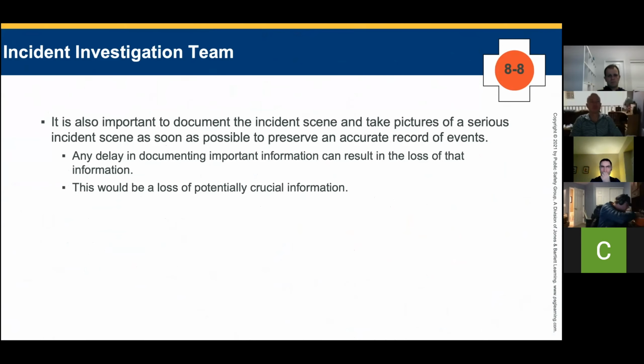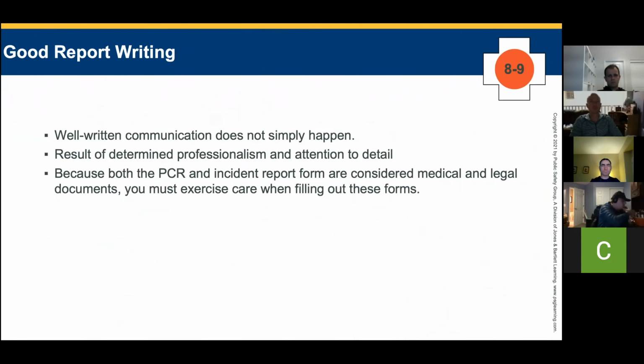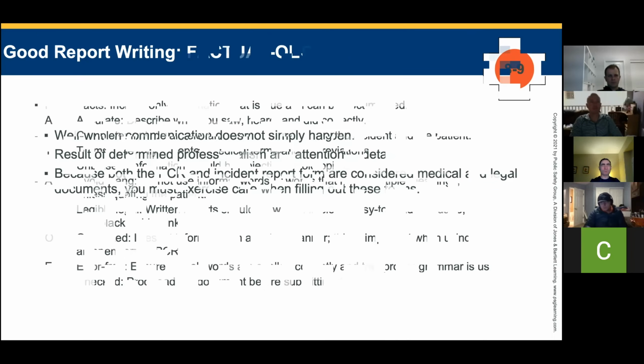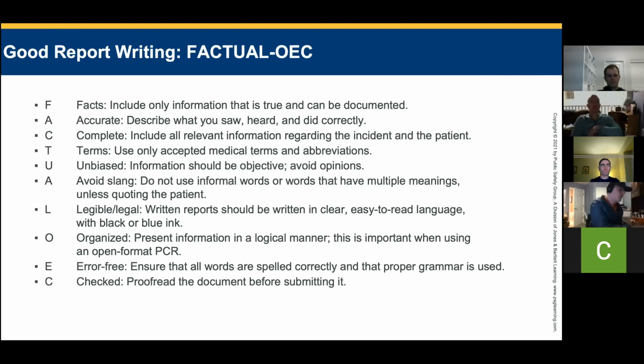And I'm just flipping through what you've got in your book. Good report writing. Well-written communication doesn't simply happen. You've got to really work at it. More acronyms, there we go. Factual, OEC: facts, only information that's true and can be documented. Accurate: describe what you saw, heard, and did correctly. Complete: include all relevant information. Terms: use only accepted medical terms and abbreviations. Unbiased: don't be subjective. Avoid slang. Legible and legal: the report should be in clear, easy to read language, black or blue ink. I recommend you carry a couple of ballpoint pens, because believe me, sometimes you'll find they don't work. Organized: try to present the information in a logical manner, error-free, checked, and proofread.